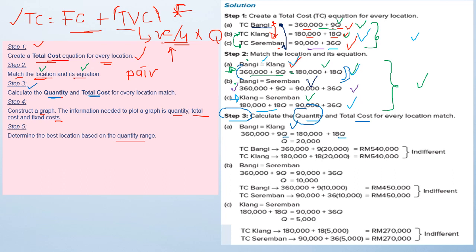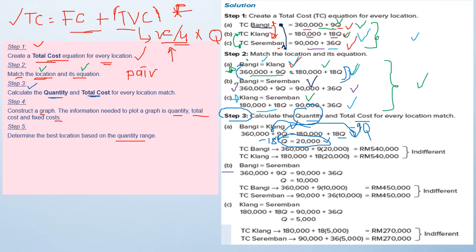So now 360,000 plus 9Q equal to 180,000 plus 18Q. So now Q equals to 20,000. So please try your best how to get Q over here, yeah? Okay, we bring 9Q over here, it becomes minus 9Q. And we bring 180,000 over here, it becomes negative 180,000. Okay, so Q is 20,000. So this is the first quantity. Okay, that is the quantity for the first match.